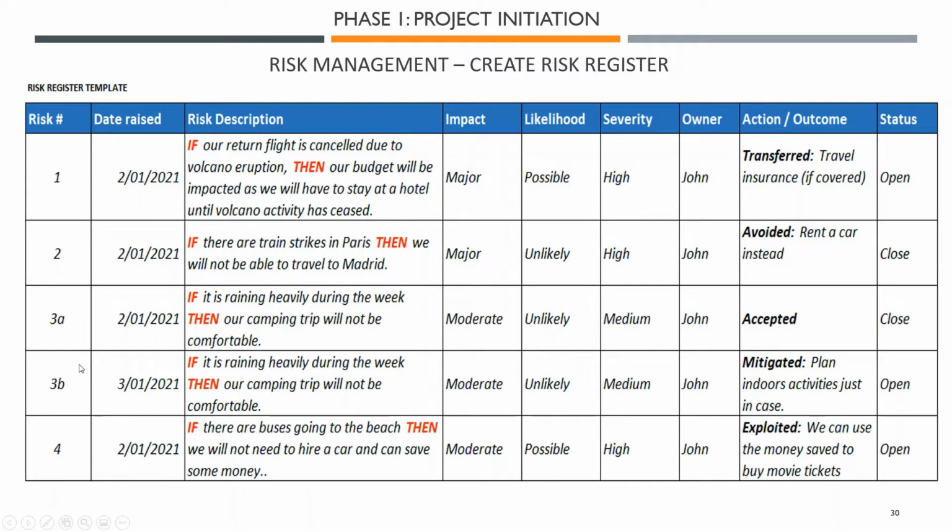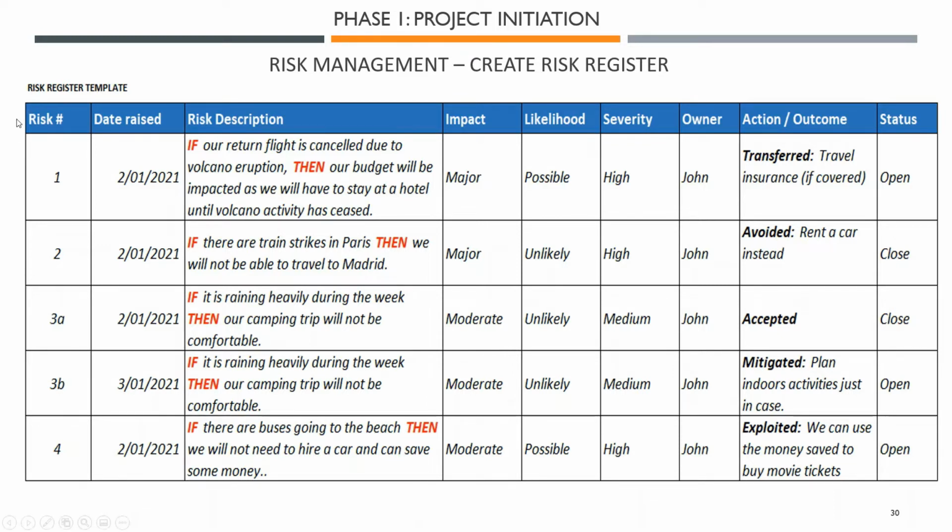As part of the risk management process in initiation, we create what we call a risk register, which is a document, Excel, Word, or the like, where we will list all the risks and the impact, likelihood, and severity, and the action that we take. So this is a register that has already been pre-filled with a few examples. I'll give you an example of each one of the outcomes that we discussed.